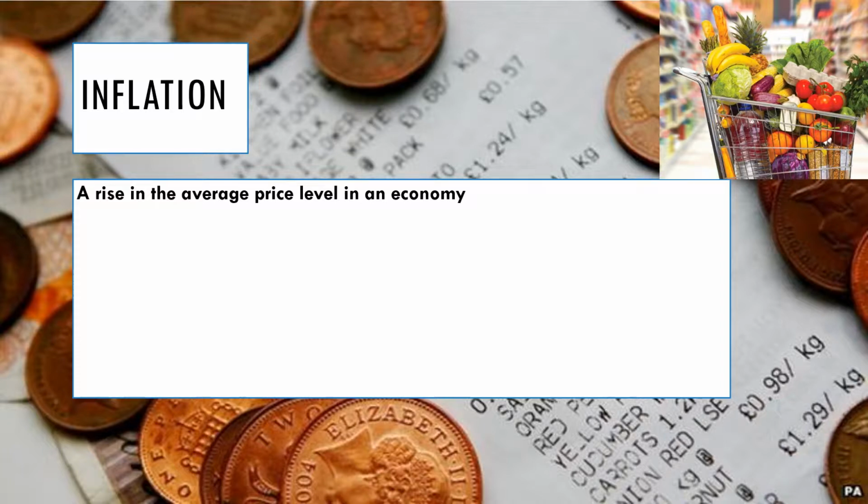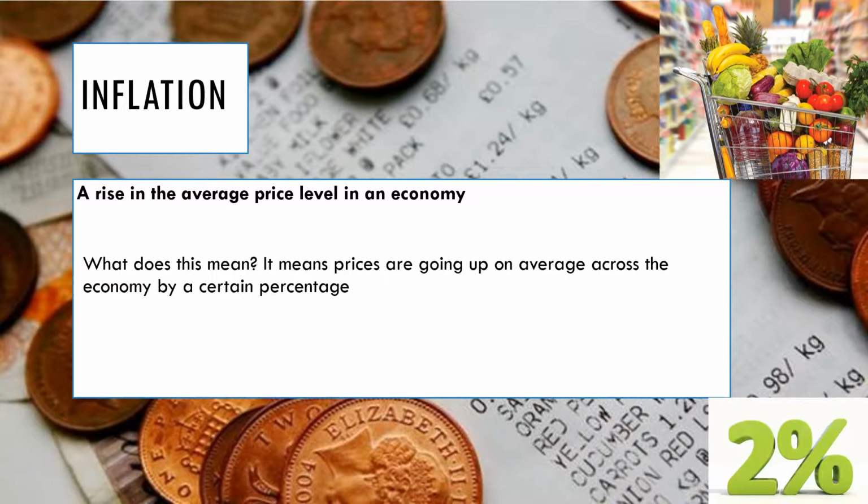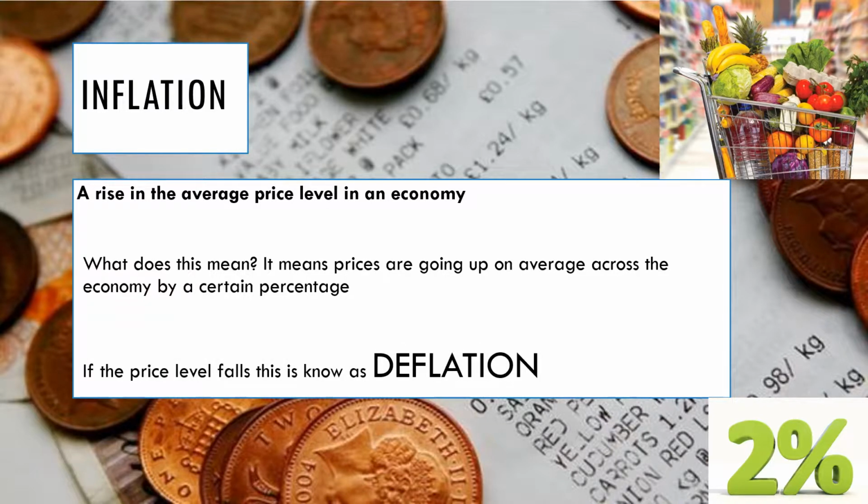So if you picture all the goods and services that are produced within an economy and you take an average, on average are those prices going up or are those prices going down? And it's normally expressed in a percentage. So for example, if inflation was 2%, it would mean that on average the prices of goods and services in the UK this year are 2% higher than they were last year. If the price level goes down, if prices fall, we call this deflation.